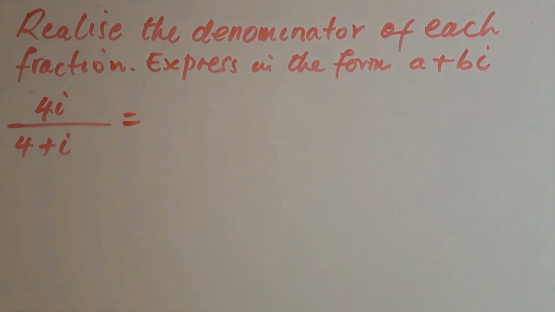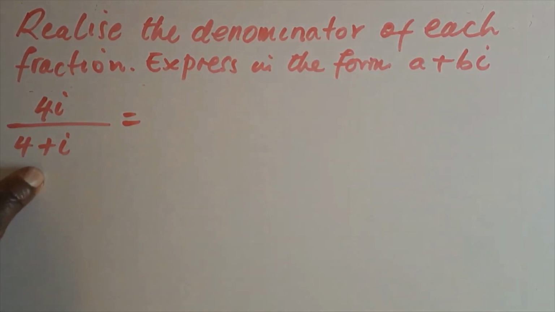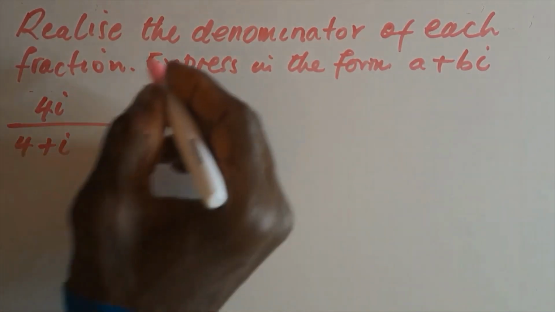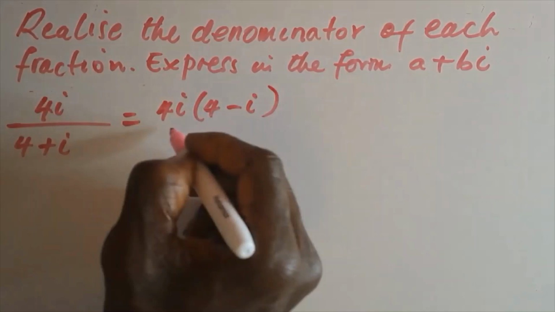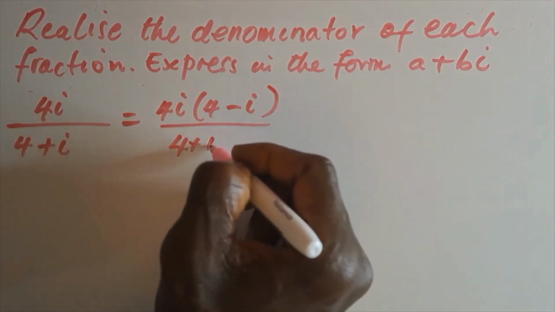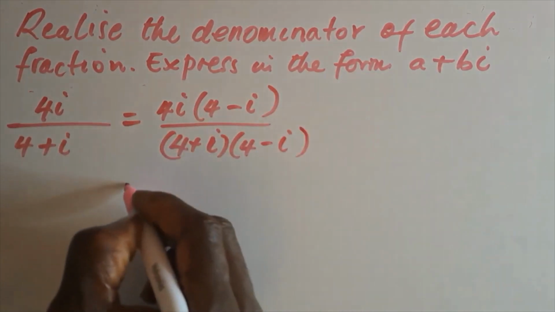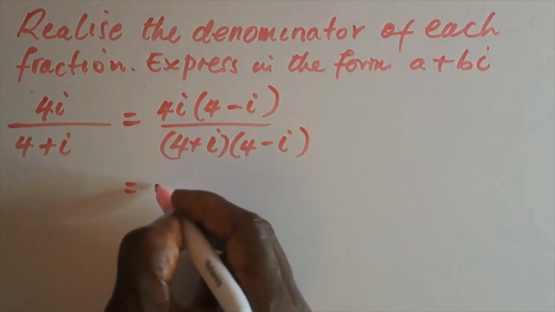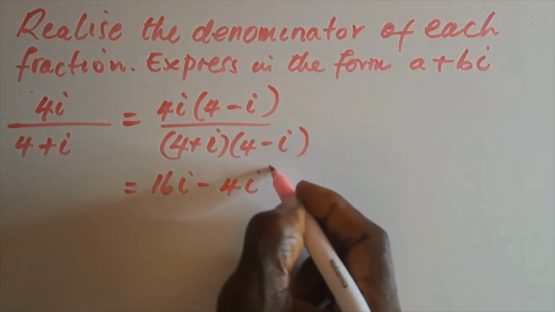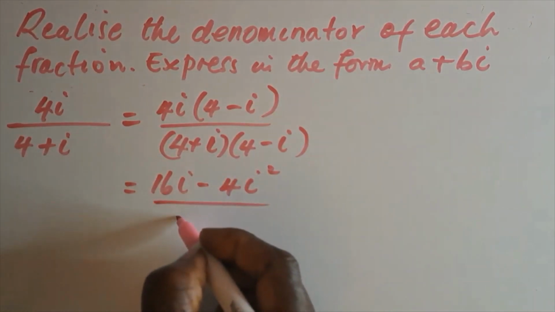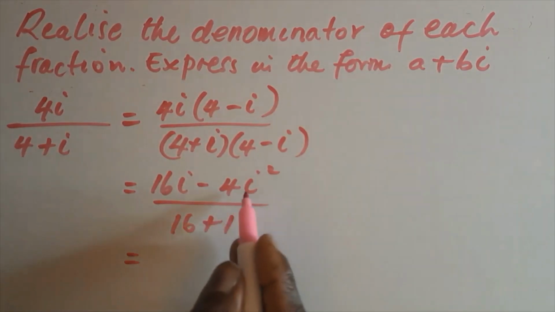Next we have 4i divided by 4 add i. So the complex conjugate of the denominator is 4 minus i. So we have 4i times 4 minus i, and it's over 4 add i, 4 minus i, which gives us 16i minus 4i squared. It's over 16 add 1.